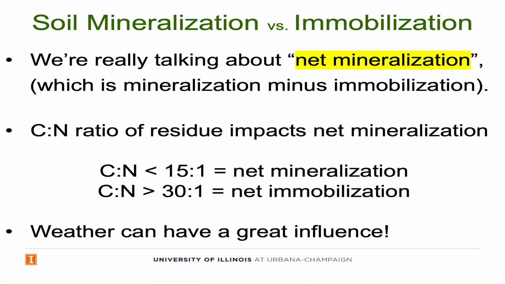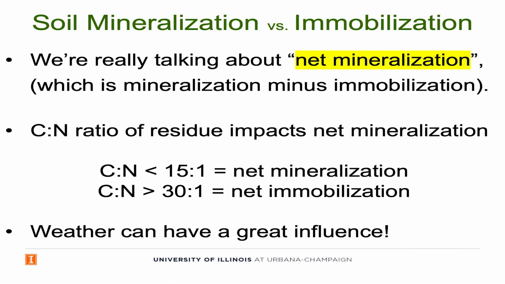It's chewing up, and so it takes nitrate from the soil and actually makes it unavailable to the plant. That's called immobilization. So net mineralization is this tug-of-war between mineralization and immobilization. And often you'll see that a 25-to-1 carbon to nitrogen ratio is this cutoff.